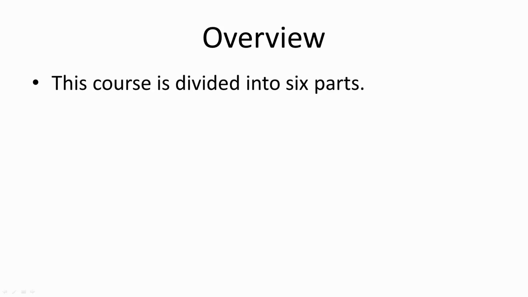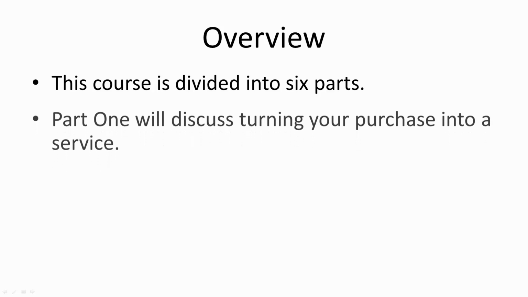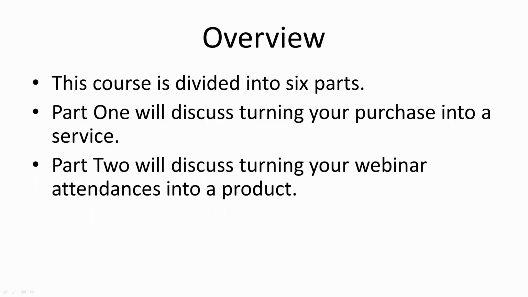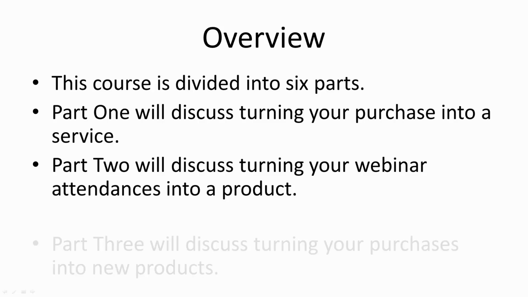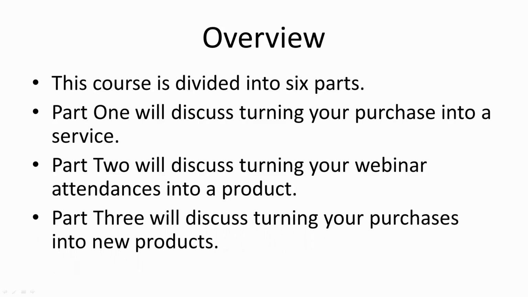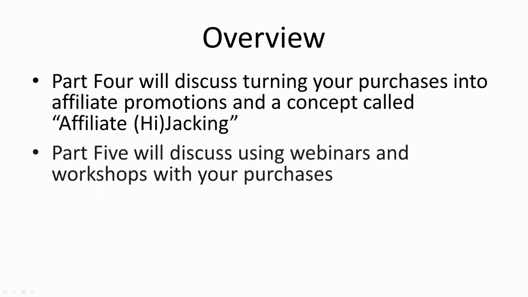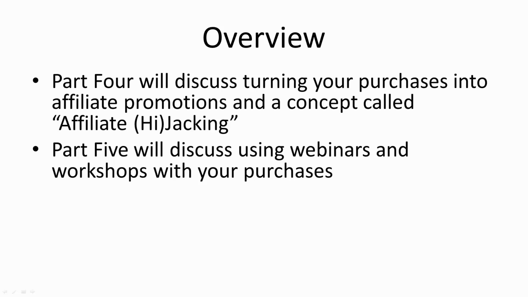So now this course is going to be delivered in 6 parts. Part 1 will discuss the turning of your purchase into an actual service, and we'll talk about how you do that. Part 2 will discuss turning your webinar attendances into its own product. Part 3 will discuss turning your purchases into new products. Part 4 will discuss turning your purchases into affiliate promotions and a concept called affiliate jacking, which is short for affiliate hijacking. Part 5 will discuss using webinars and workshops along with your purchases in order to profit.